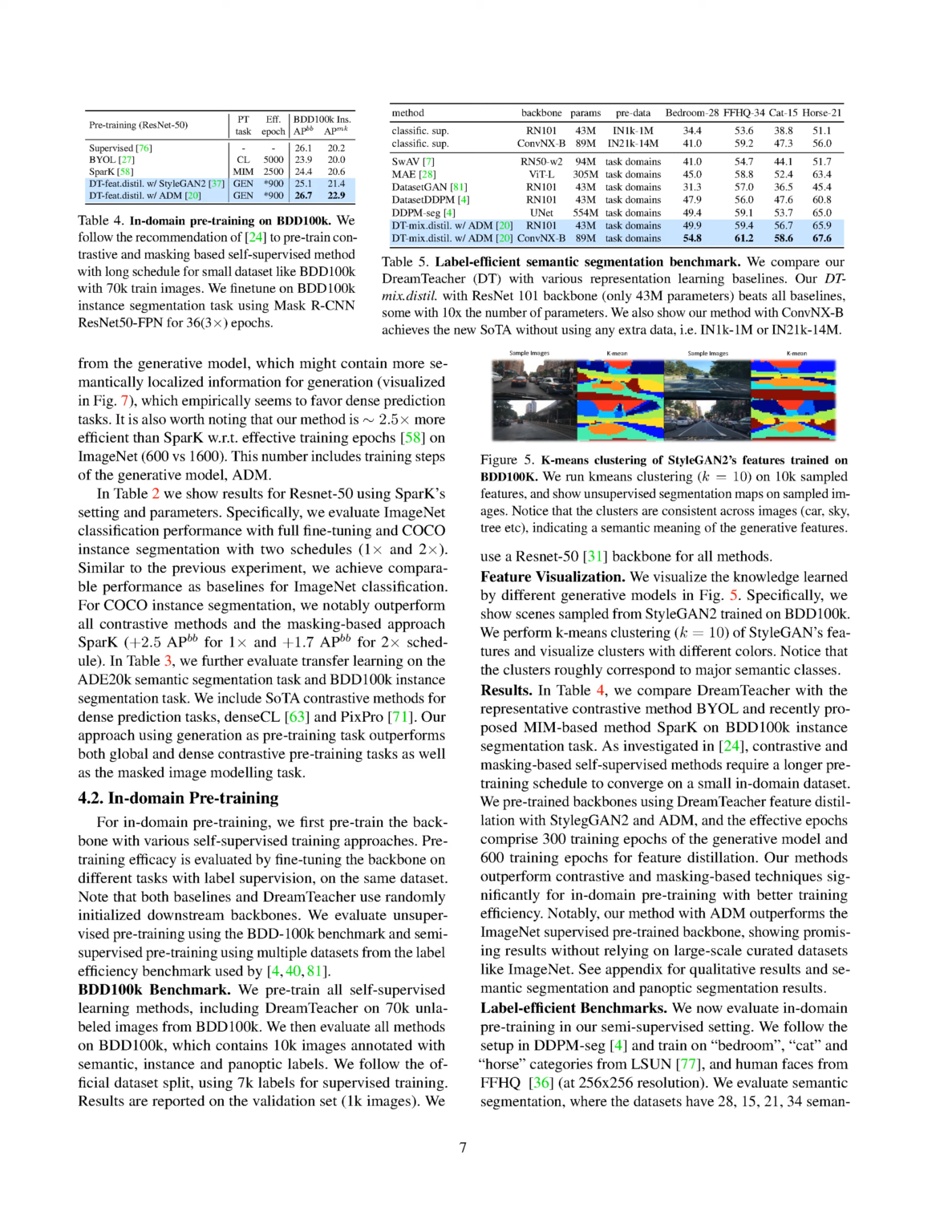In another experiment, we evaluated ImageNet classification performance with full fine-tuning and COCO instance segmentation with 2 schedules. We achieved comparable performance as baselines for ImageNet classification. For COCO instance segmentation, we notably outperformed all contrastive methods and the masking-based approach Spark. We further evaluated transfer learning on the ADE20K semantic segmentation task and BDD100K instance segmentation task. Our approach using generation as pre-training task outperformed both global and dense contrastive pre-training tasks as well as the masked image modeling task. Section summary.